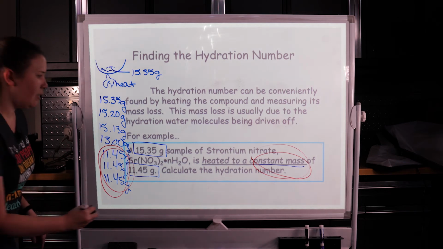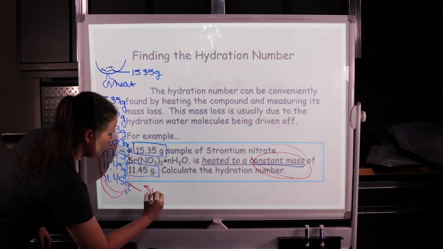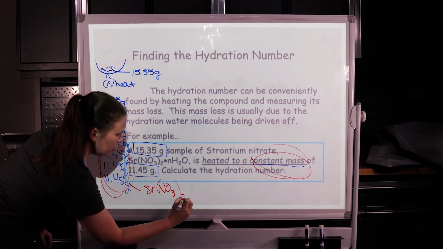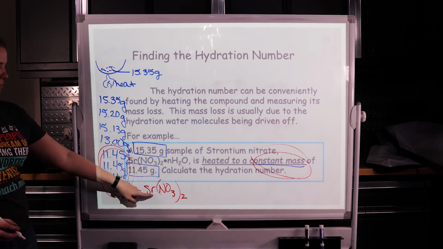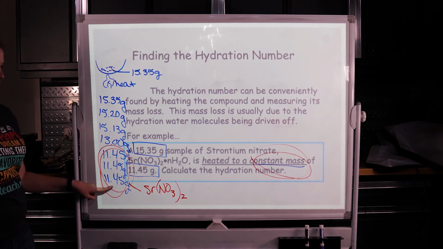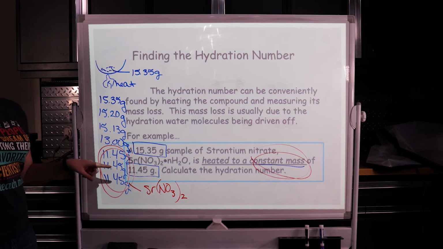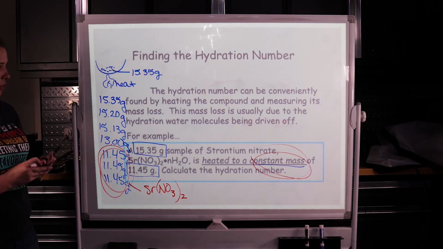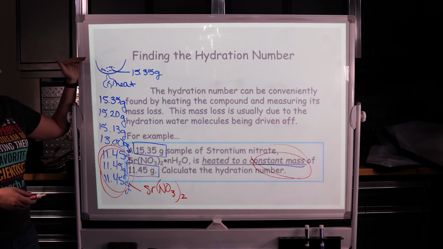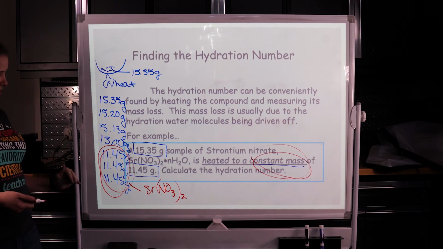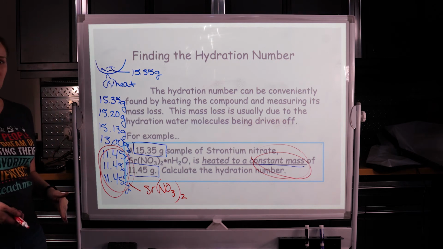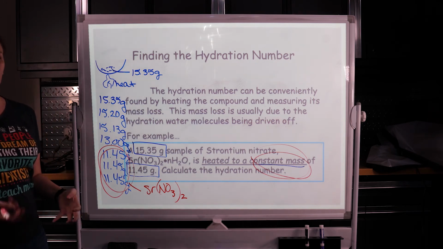So all that's left here now, in this example, would be the strontium nitrate. We'll have a different hydrate for our lab. But with this example, that's the anhydrate, and that's what's represented by the 11.45 grams. So the first thing that we're going to have to figure out is how much water left. If I know I started with 15.35 grams and ended up with 11.45 grams, I could find the difference in those two numbers, and that would have to be the mass of the water that left.